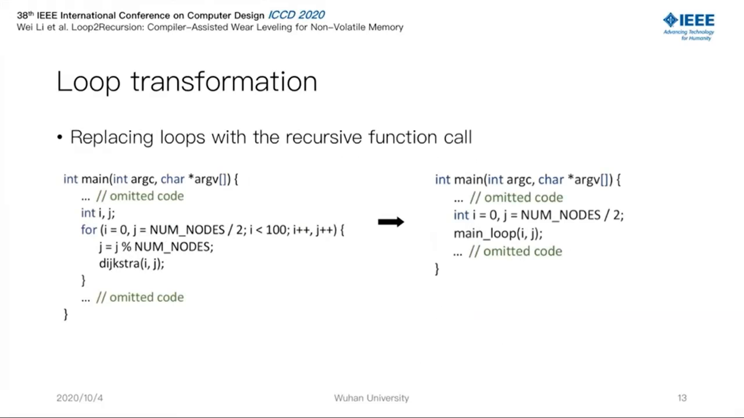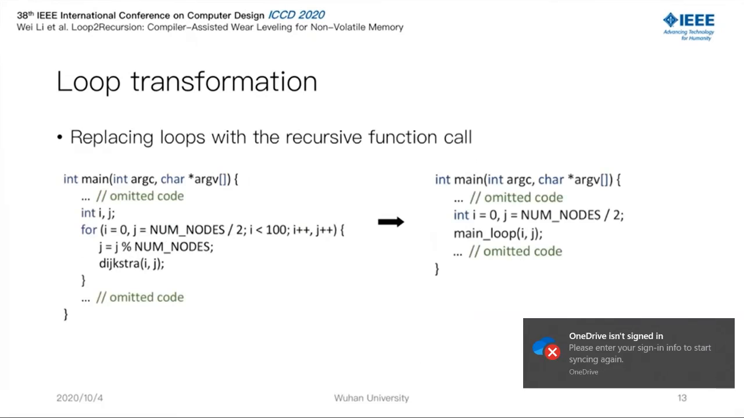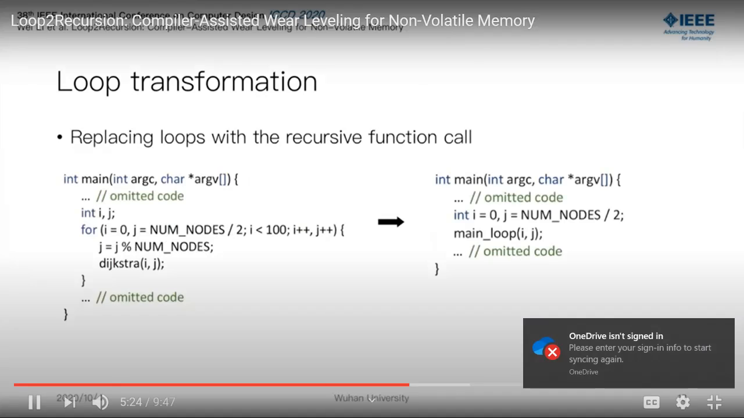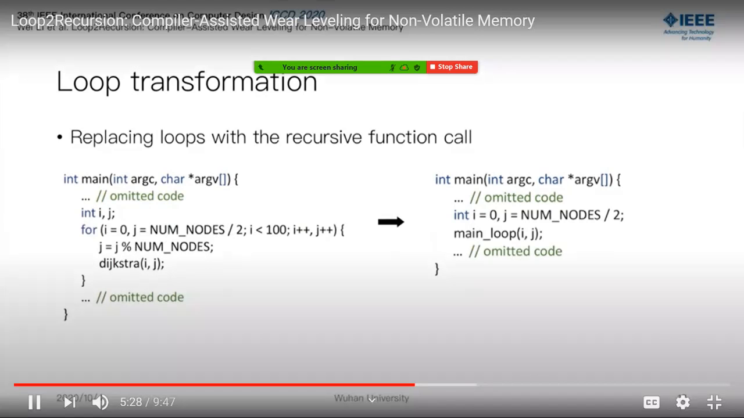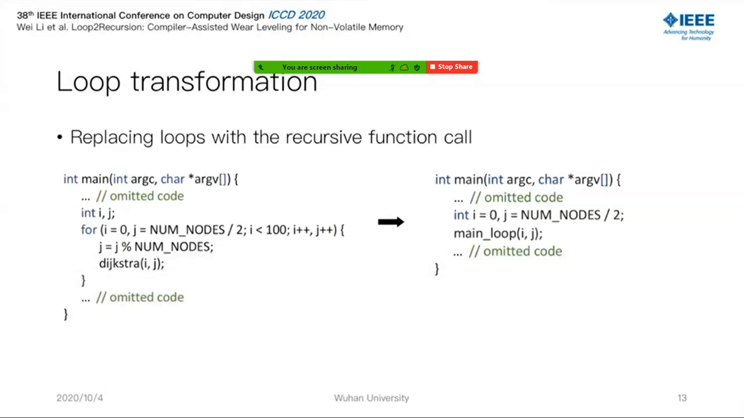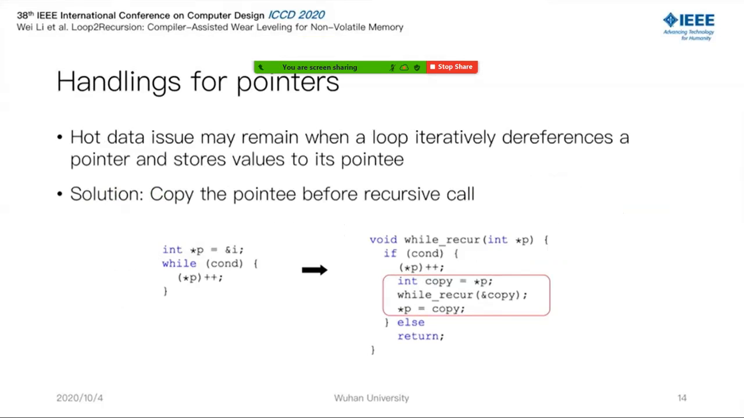Lastly, after generating the recursive function, we can now remove the loop and call the recursive function instead. We pass the needed arguments and perform necessary assignments for return values. And at this point, we have successfully transformed a loop to recursion.